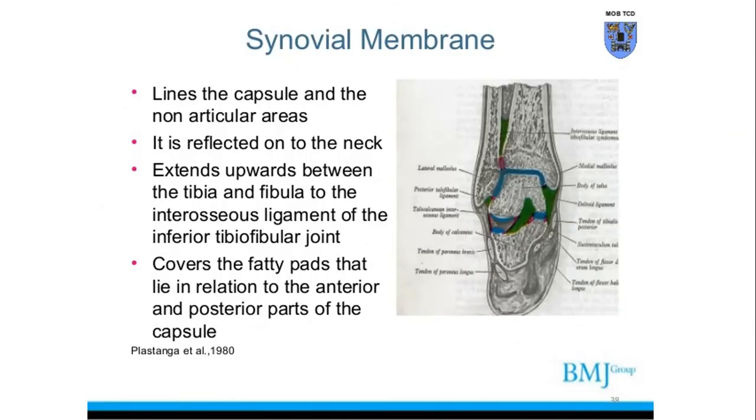Synovial membrane, obviously, will line the capsule. It is reflected over the neck of the talus and extends upwards between the tibia and fibula to the interosseous ligament of the inferior tibiofibular joint. It is covered by the fatty pad in relation to the anterior and posterior parts of the capsule. So it lines the inner side of the capsule, and the reflection is over the neck of the talus, extending upwards between tibia and fibula.